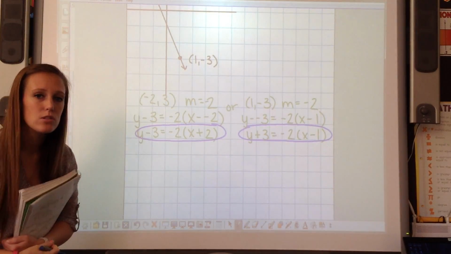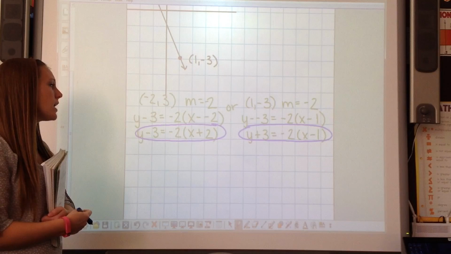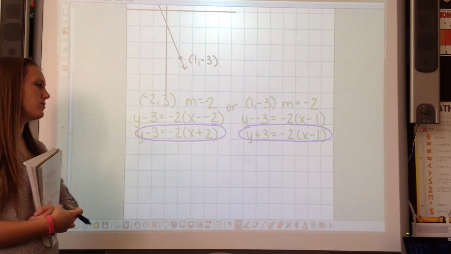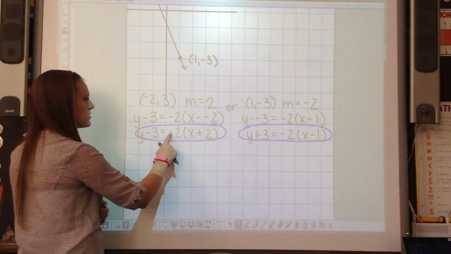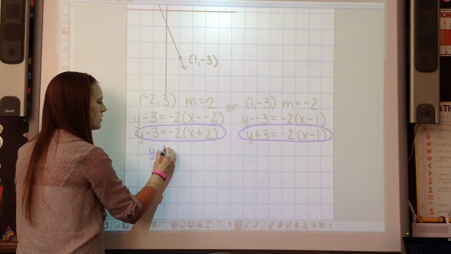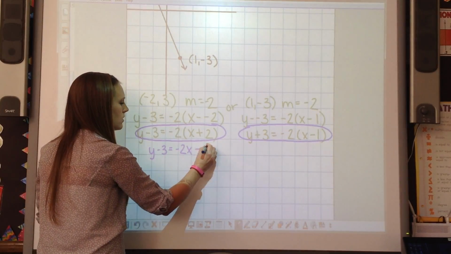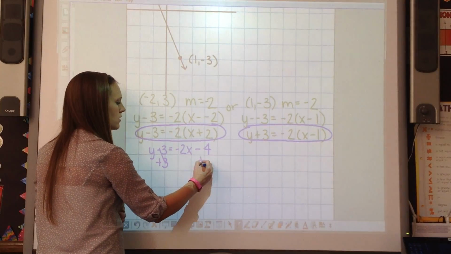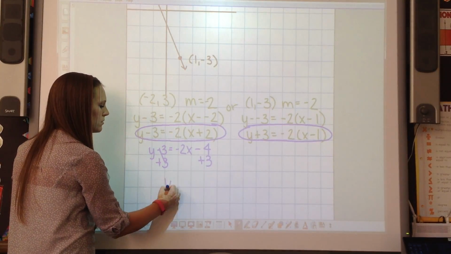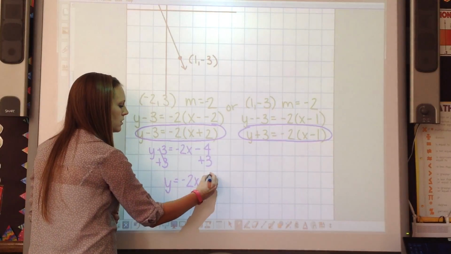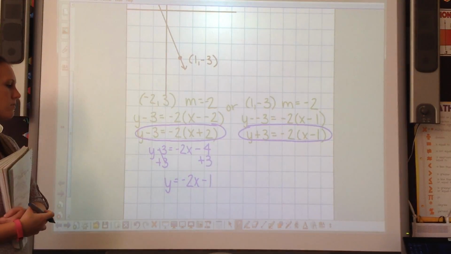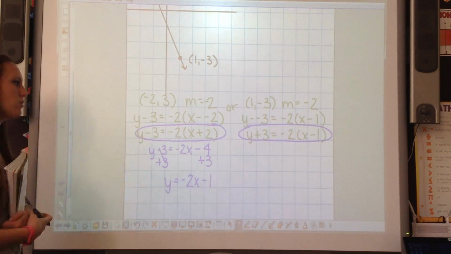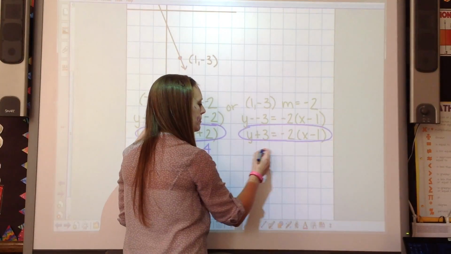Now I'm proving to you that they're the same equation. To do that, I'm going to put this point-slope form into slope-intercept form. So what I'm going to do is use the distributive property, and I'm going to get y by itself. These are like terms, so I combine them. Over here in slope-intercept form, I get y equals negative 2x minus 1. I should get the same thing over there. I'm going to do the distributive property first.